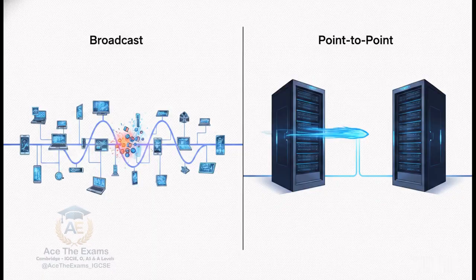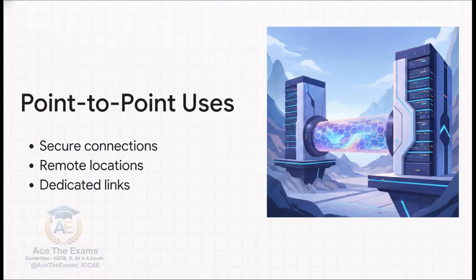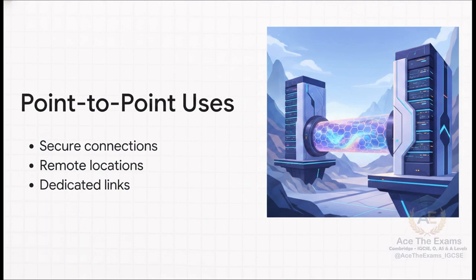Now, because of that dedicated bandwidth, point-to-point networks have some very specific use cases. They are absolutely incredible for secure connections between specific endpoints, especially when you absolutely cannot have your data intercepted or delayed by other traffic. They're also heavily used to connect remote locations or establish dedicated, super high-speed links within a much larger network infrastructure. But, and this is a big but, they are entirely impractical for massive global networks. I mean, you simply cannot run a dedicated physical wire from your personal laptop to every single other computer on planet Earth.